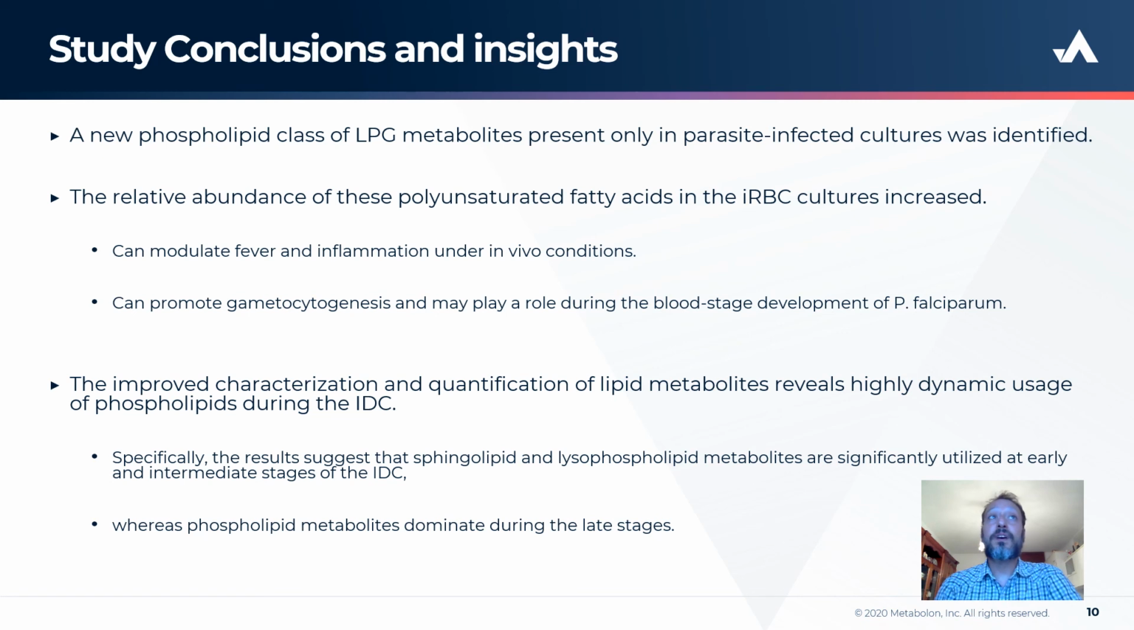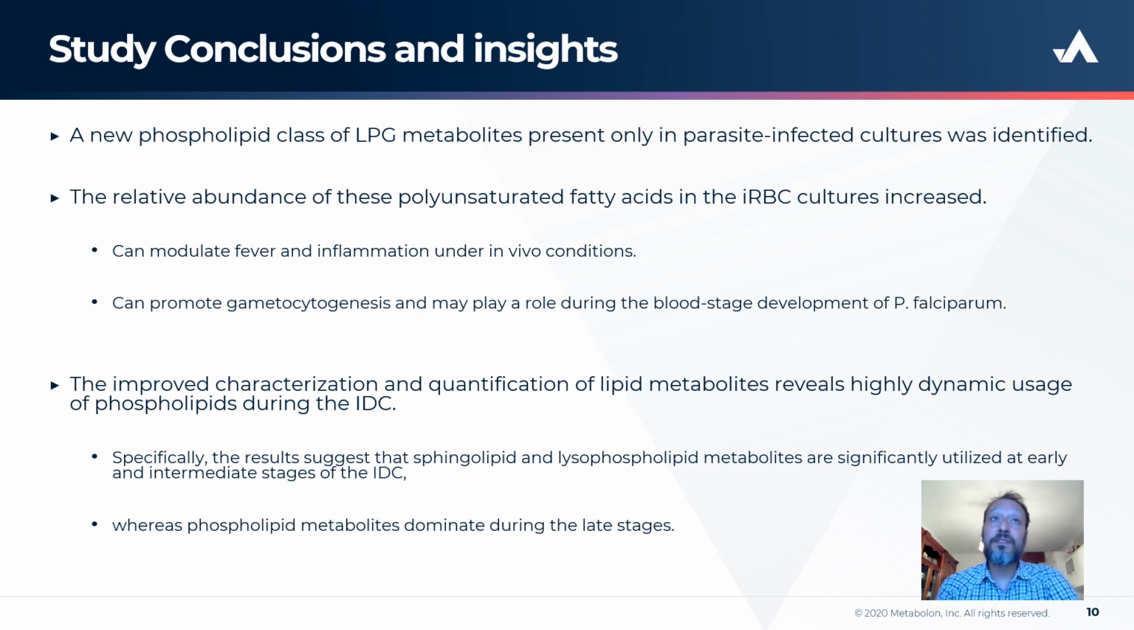And to conclude, I will try and summarize some of the main study insights and give you a list of some of the conclusions. So a new phospholipid class of LPG metabolites present only in parasite-infected cultures was identified. And although these metabolites modulate calcium signaling in mammalian cells, their functional roles in Plasmodium falciparum biology is still unknown.